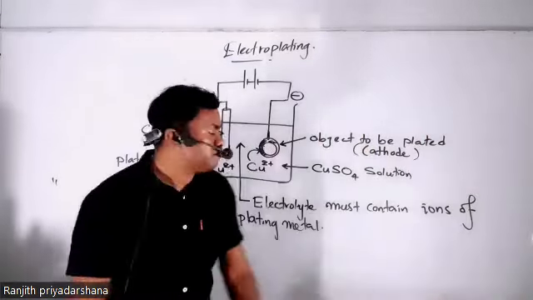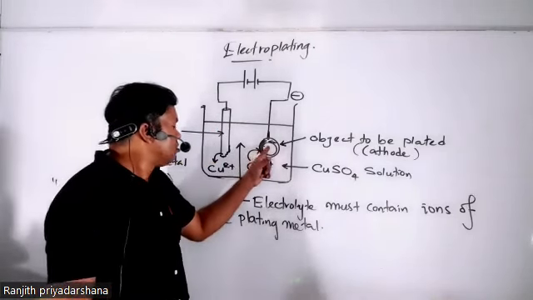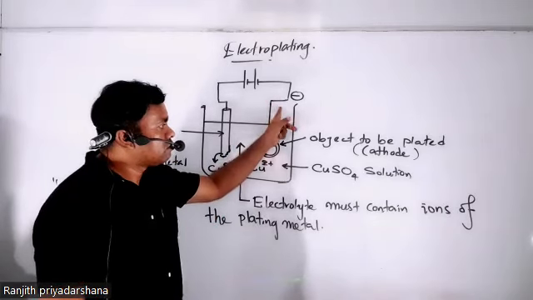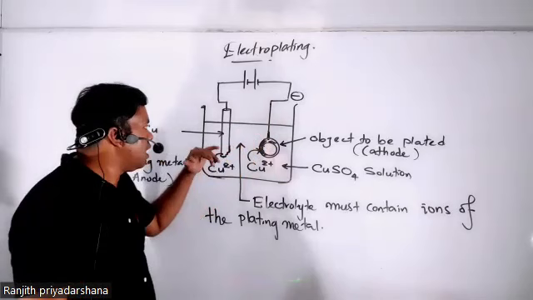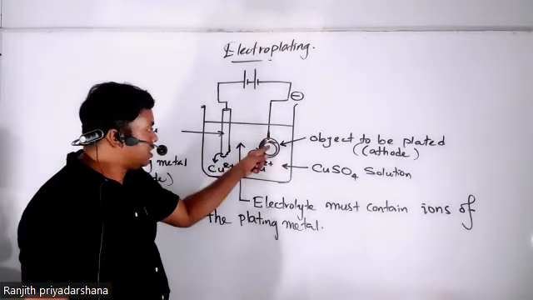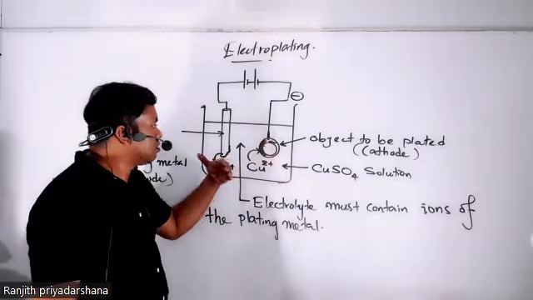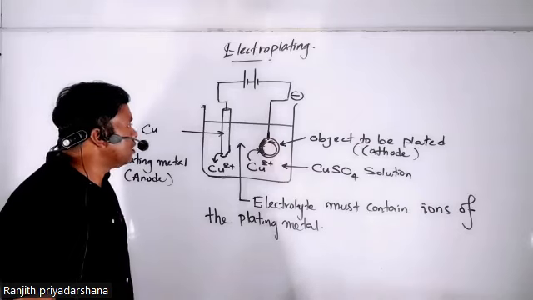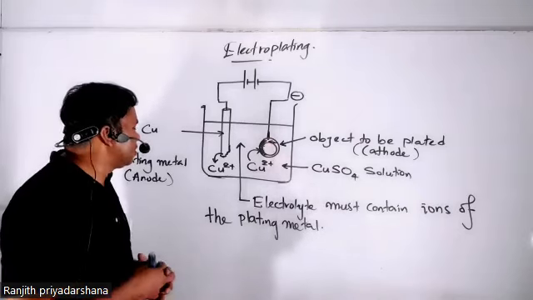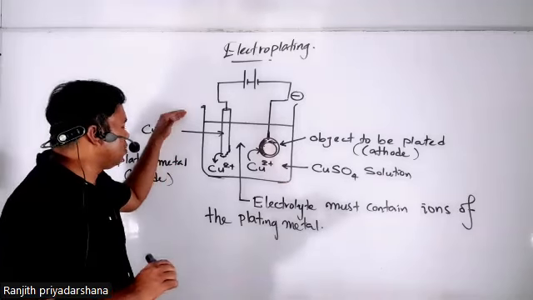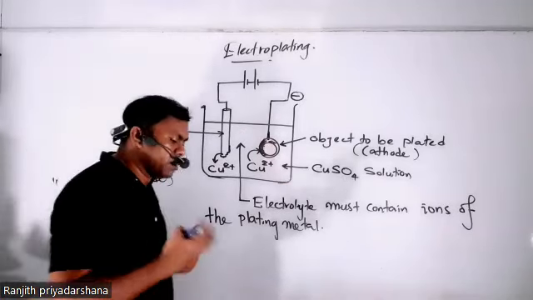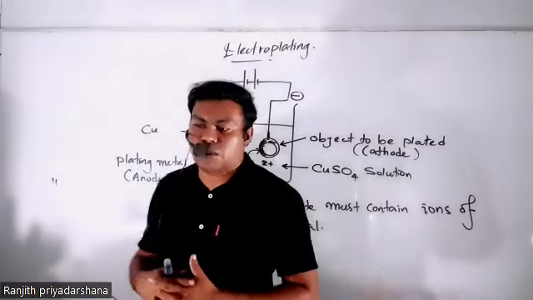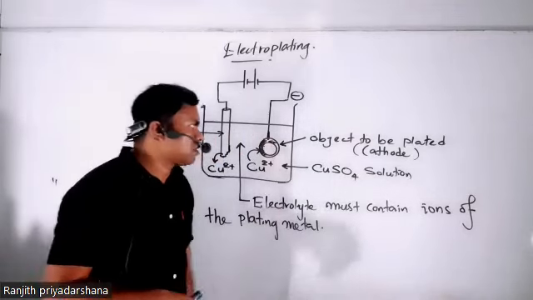Okay, so whatever it is, the object to be plated must be connected as what? Cathode, right? And the metal that plates on the object, we have to connect as the anode. And in the solution, the plating metal must be present as the positive ion, that means cations.